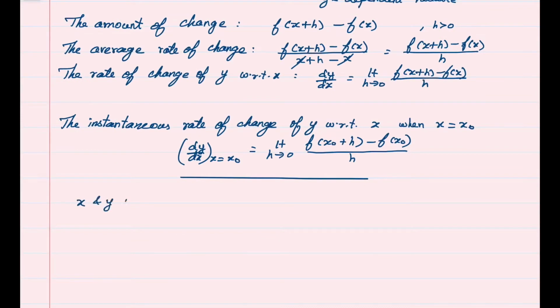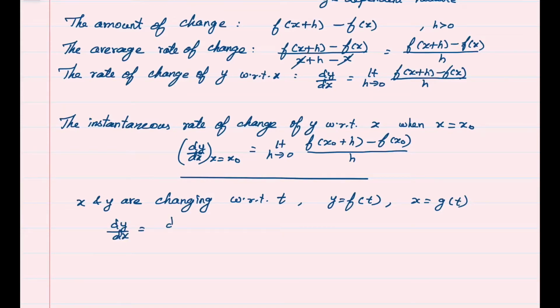Now, let us consider that both the variables x and y are changing with respect to another variable t. That is, y is a function of t and x is also a function of t. Now, in this case, to find dy by dx, we have to apply chain rule. First, y has to be differentiated with respect to time t, and then t has to be differentiated with respect to x, so that dt and dt will get cancelled, and we will get dy by dx. Or we can write this as dy by dt upon dx by dt. We are getting this result by applying chain rule.